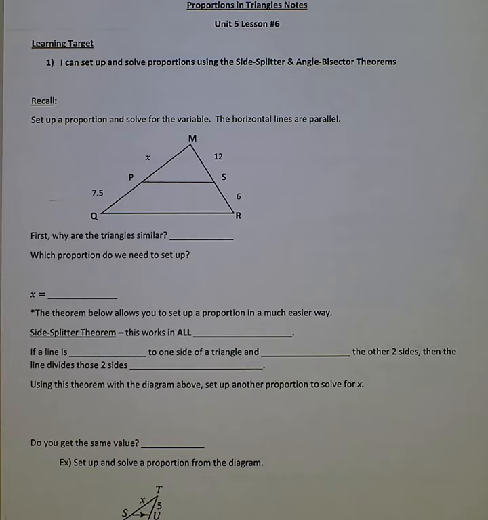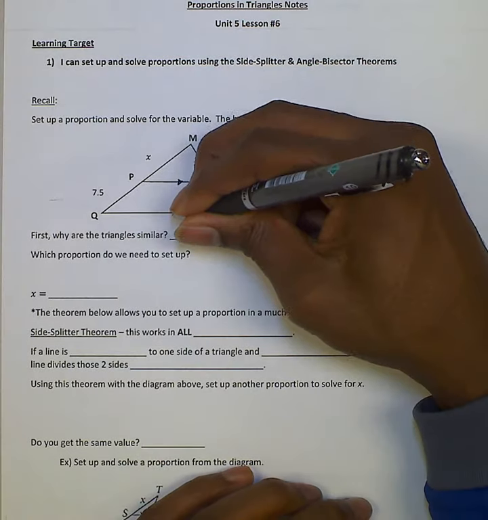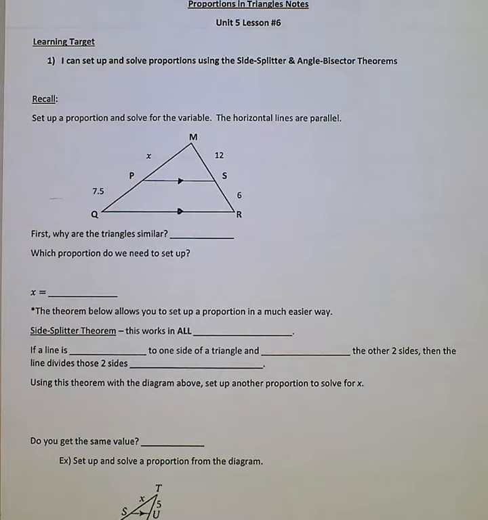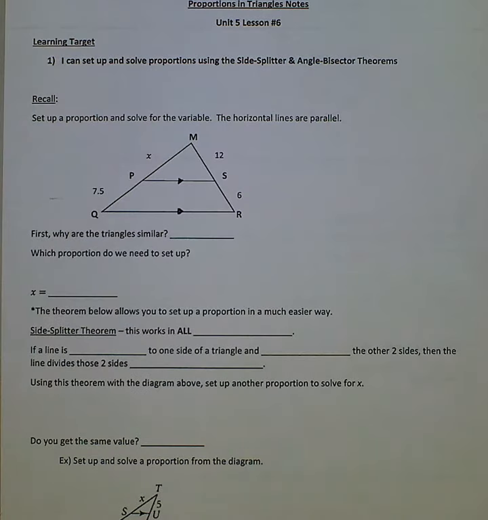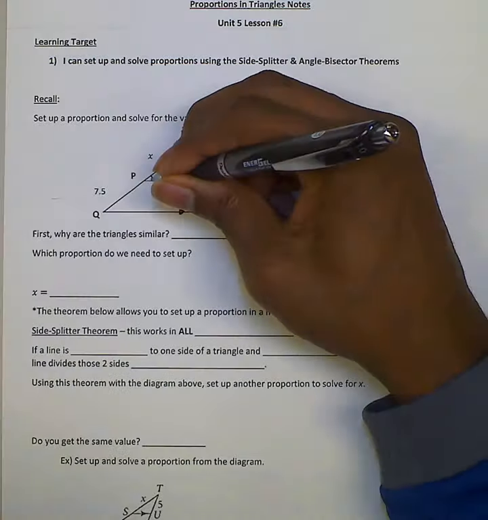The horizontal lines are parallel. Okay, so PS is parallel to QR. First of all, why are these triangles similar? Okay, parallel lines always make me think alternate interior angles, corresponding angles, same side interior angles. But in this case, we should have some corresponding angles here.